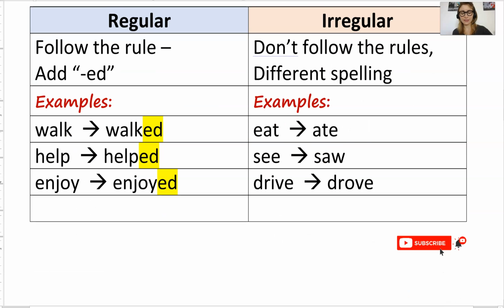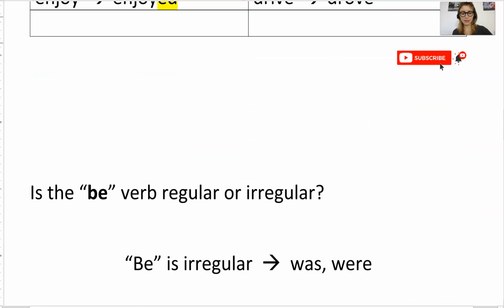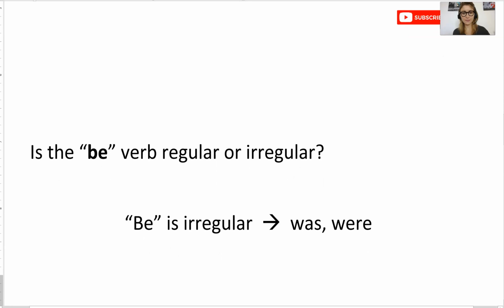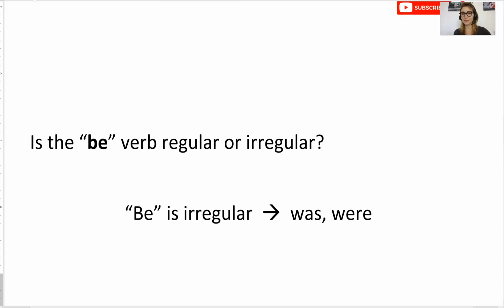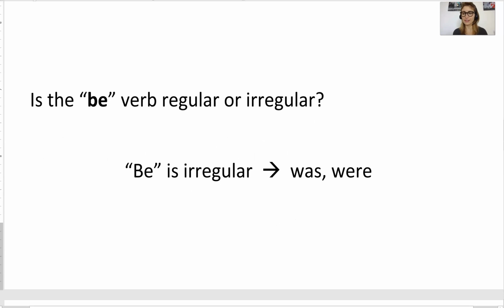Okay, let's go to the next piece here. I have a question. Is the be verb regular or irregular? I kind of gave you the answer right there. The be verb is irregular.